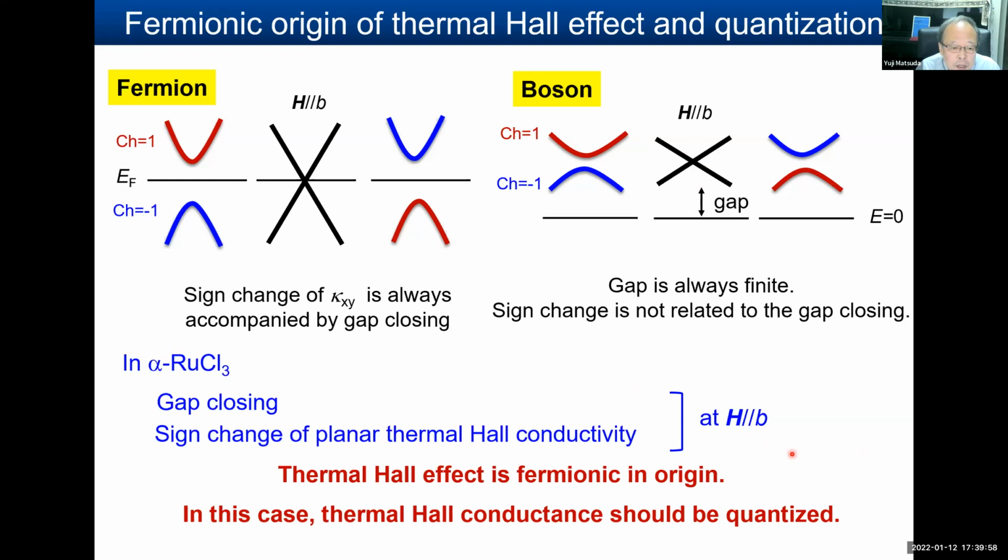These two independent phenomena occur simultaneously. Therefore, this is a case for alpha-RuCl3. Therefore, we conclude the thermal Hall effect is fermionic in origin. So in this case, needless to say, the thermal Hall conductance should be quantized. So the specific heat measurement and the planar thermal Hall effect are consistent with the quantized thermal Hall conductance. This is our conclusion.